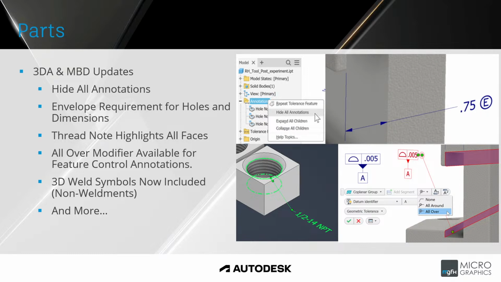And last one that I'll cover is the 3D weld symbol. You previously had the option to add a 3D weld symbol, but the part had to be a weldment, and now they have opened that up to non-weldment components. So parts and assemblies that are not weldments, you can now add your 3D weld symbol to those components.